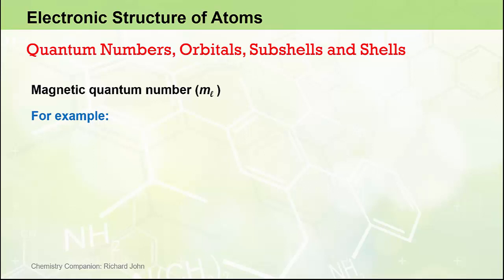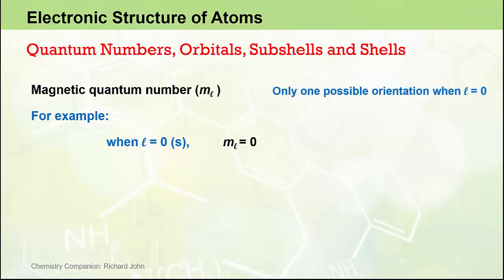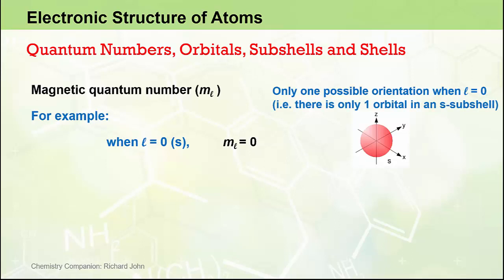So what does that actually mean? Well, when the secondary quantum number L has a value of 0, the only value that mL can take is 0, which means there is only one possible orientation when L equals 0. And that sort of makes sense because when L equals 0, we are talking about s orbitals, and the distribution of electrons is spherical in shape, and there is only one orientation that a sphere can take around the x, y, and z axes. It also means, as we will see more clearly in just a moment, that there can only ever be one orbital in an s subshell.